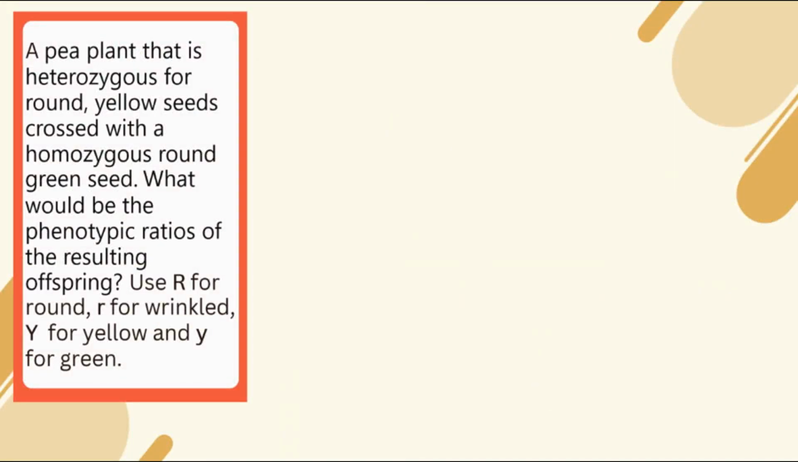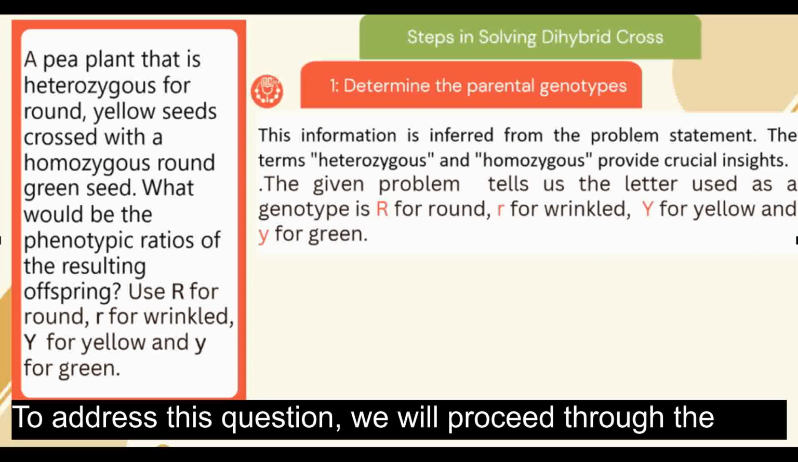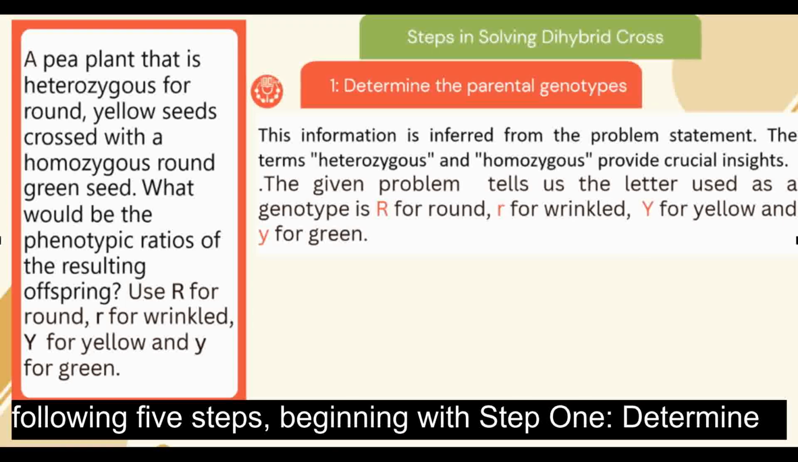For example, let us consider a pea plant that is heterozygous for round yellow seeds crossed with one that is homozygous for round green seeds. What would be the phenotypic ratios of the resulting offspring? To address this question, we will proceed through the following 5 steps, beginning with step 1.